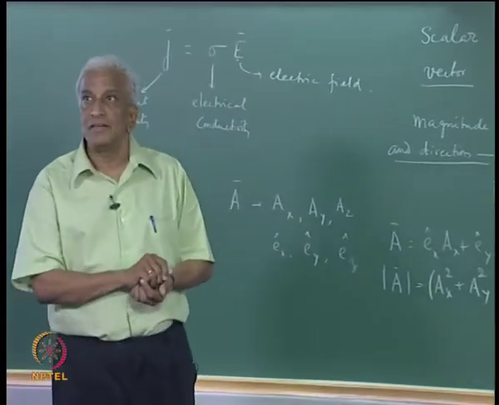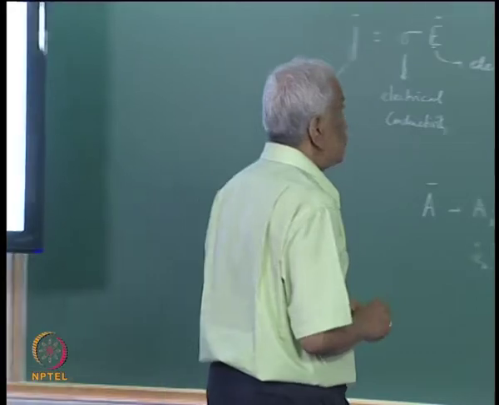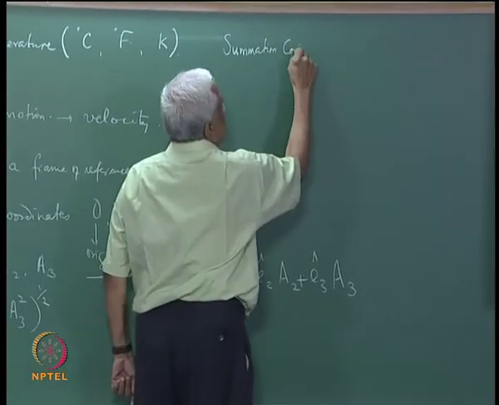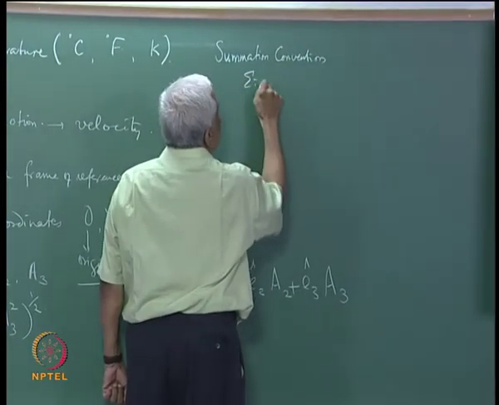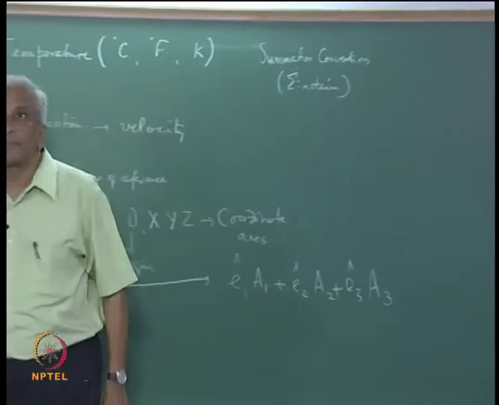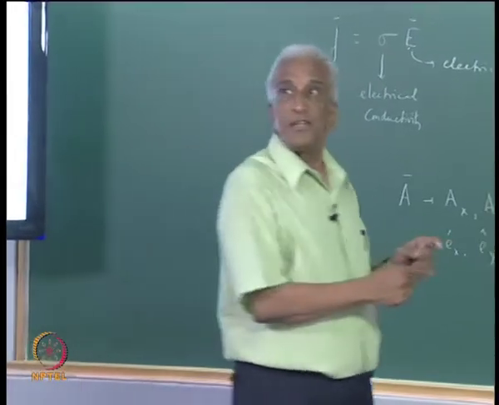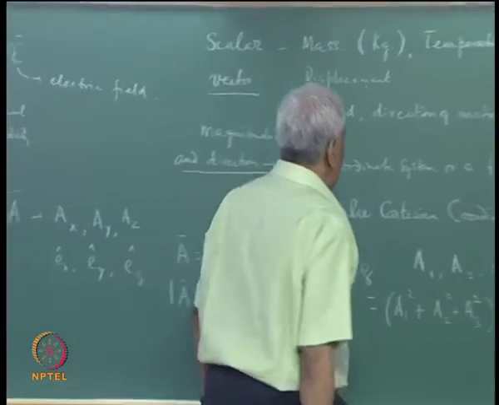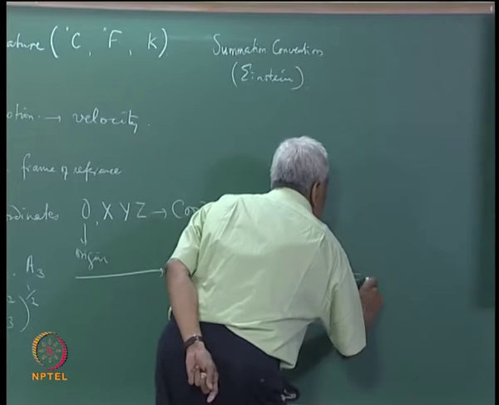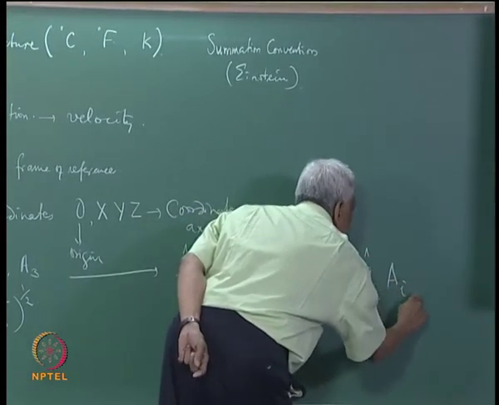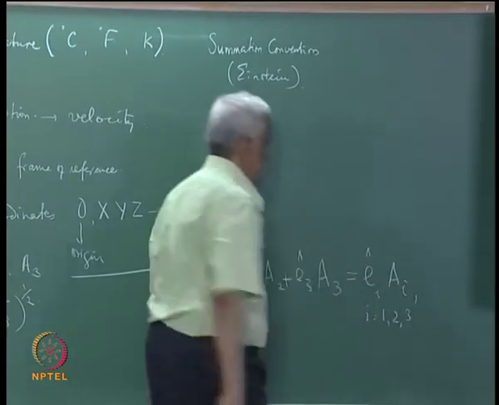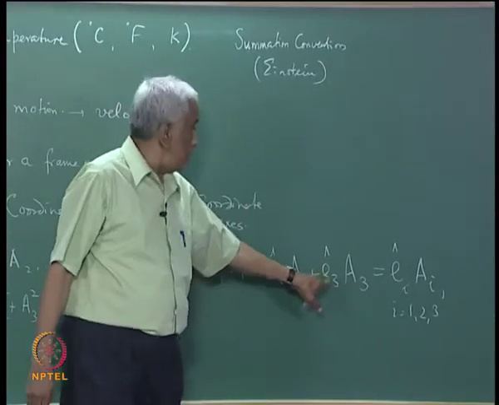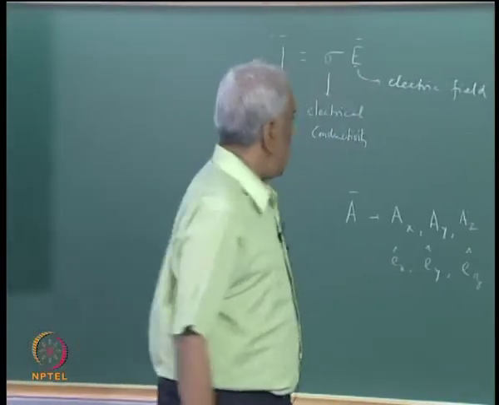The advantage of this notation will become obvious when we introduce what is known as the summation convention, which was introduced by Einstein. According to this convention, whenever a particular subscript is repeated, it implies a summation over that subscript. For example, we can write this using the summation convention as Ei Ai, where i is 1, 2, 3. Since i is repeated, this means that there is a summation. So, E1 A1 plus E2 A2 plus E3 A3, where i runs over 1, 2, 3.